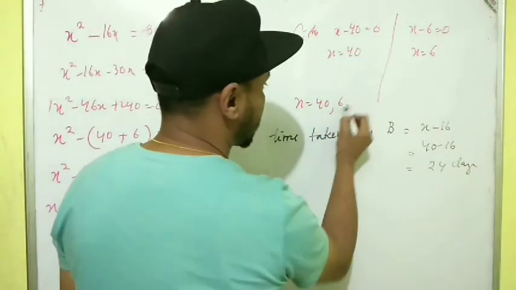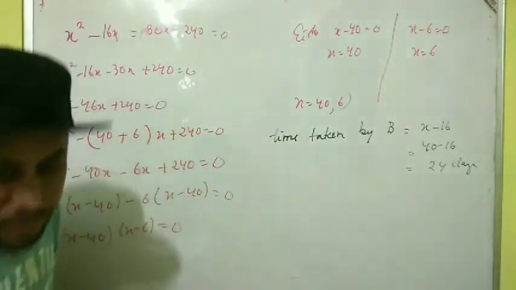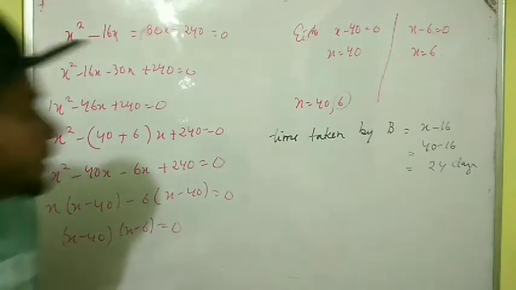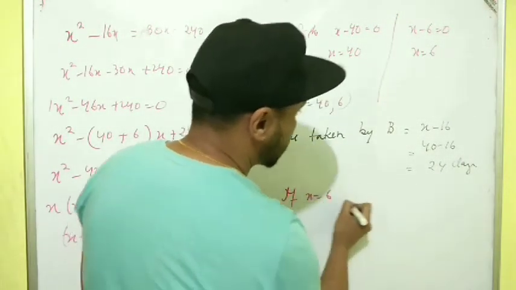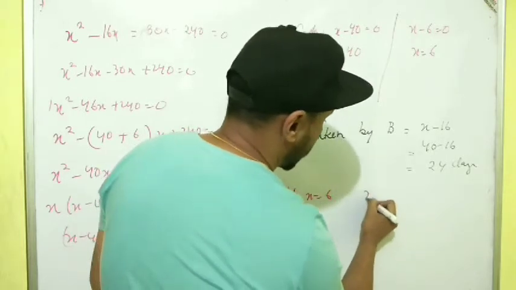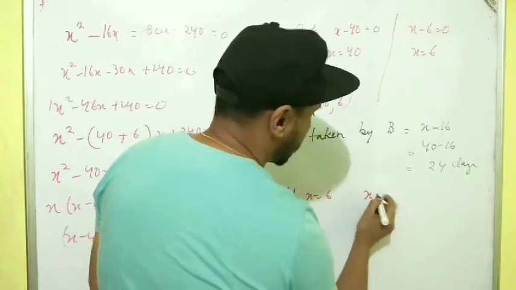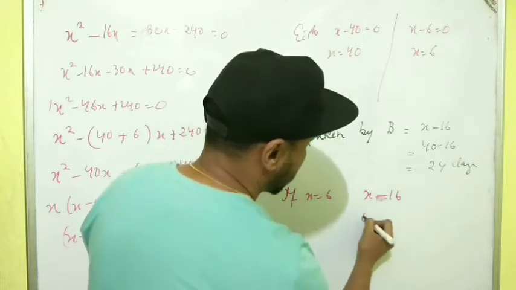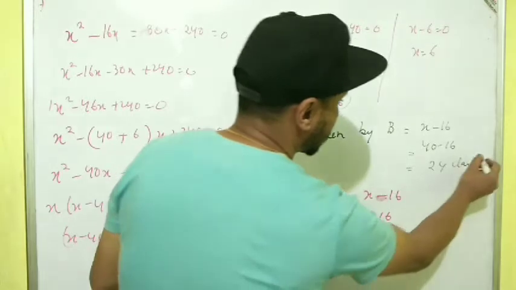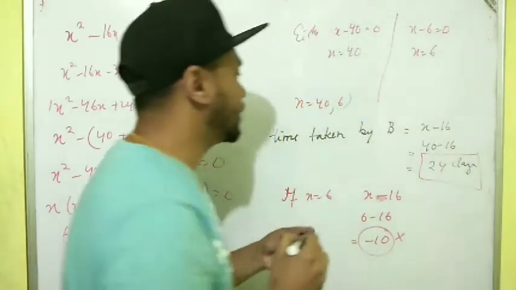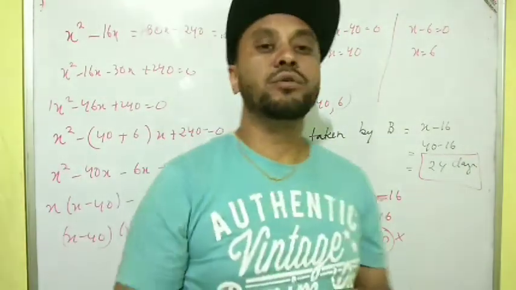But we cannot take 6. If we take 6, now if x is equal to 6, then x minus 16, so 6 minus 16, we'll get a negative value, which is not possible. So the answer is 24. So B can complete the work in 24 days.